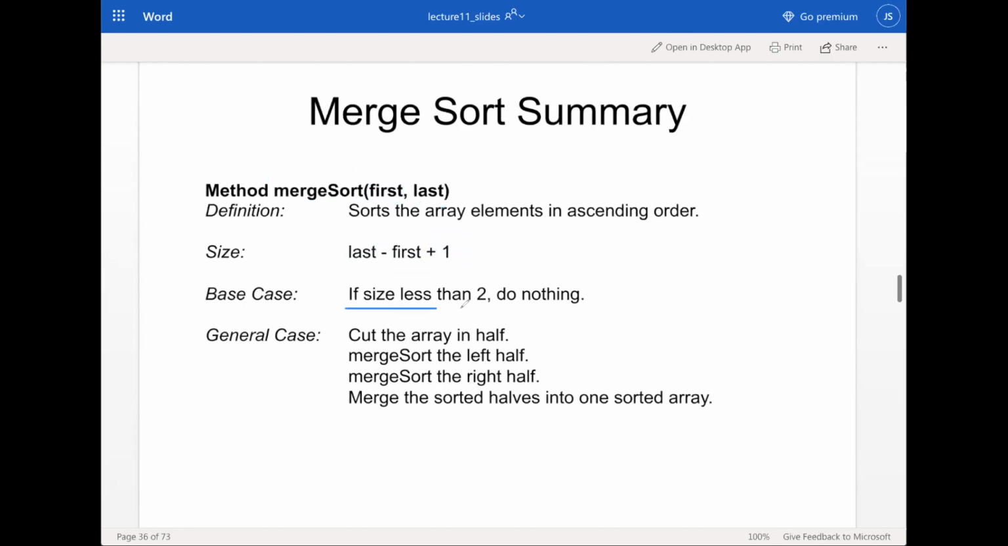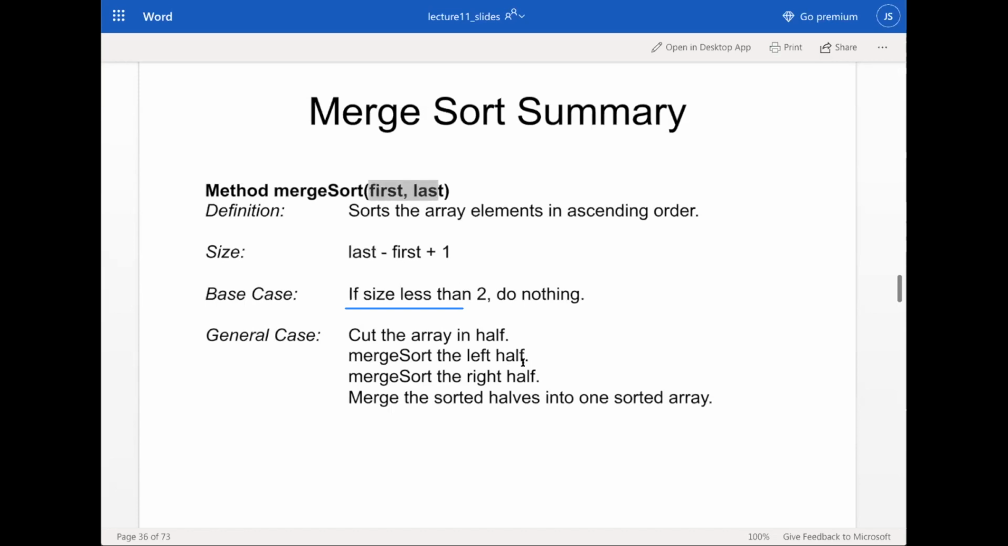And of course, the base case is when you need to stop recursing further. If the size is less than 2, meaning you have only one or zero elements left, you don't want to merge sort, right? There's nothing to merge. So the recursion stops at the base case. And the general case we already talked about: cutting the array in half, however many elements you have, divided in half, because we know the size. And since we know the size, we know the beginning, basically the first and the last.